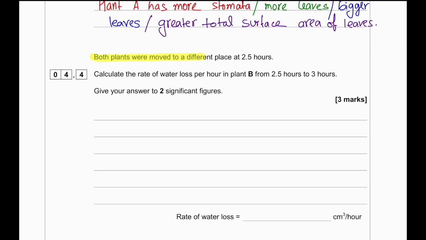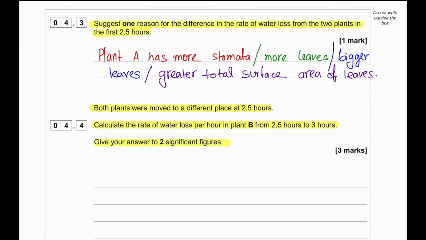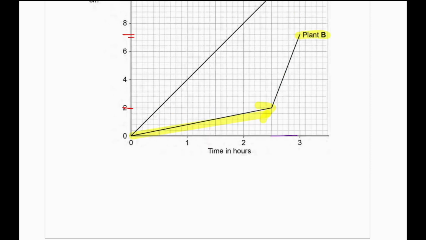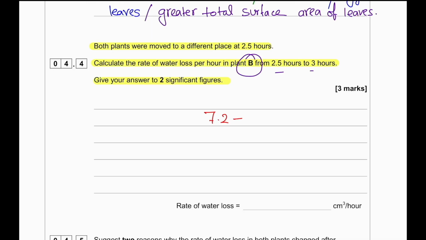Both plants were moved to a different place at 2.5 hours. Calculate the rate of water loss per hour in plant B from 2.5 to 3 hours. Give your answer to two significant figures. So we are asked to do it for plant B after 2.5 hours and up until 3 hours. From 2.5 hours to 3 hours, we can see that it goes from about 2 to 7.2. So we can calculate the rate: 7.2 minus 2, divided by 0.5 hours, which equals 10.4. So we can say 10.4 cm³ per hour.